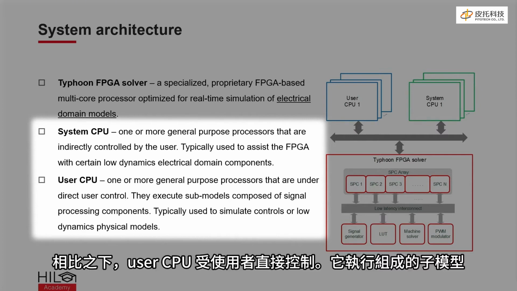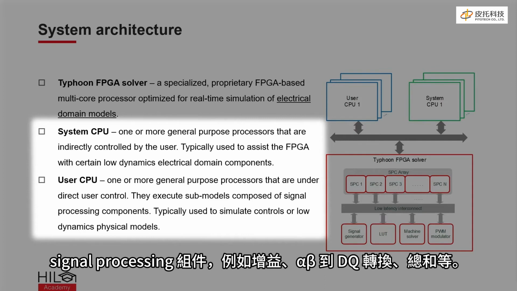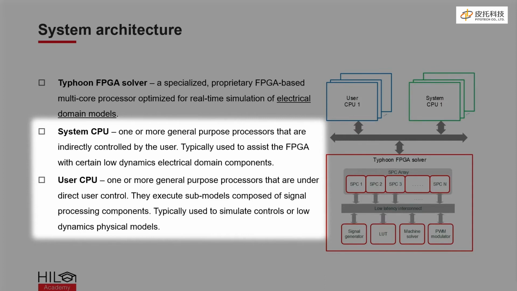In contrast, the user CPU is under direct user control. It executes submodels composed of signal processing components, such as gain, alpha beta to DQ transformations, sums, among others.